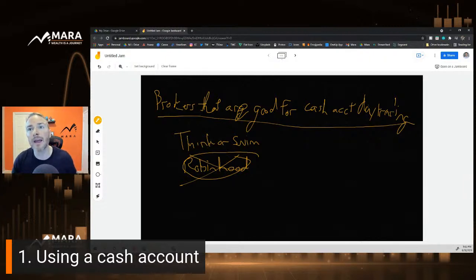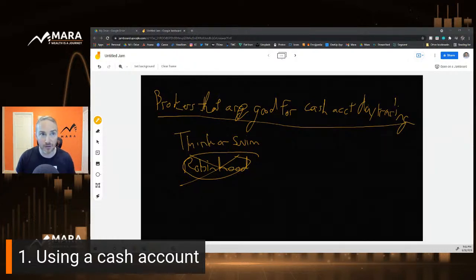I describe how I went about using Robinhood to day trade and have this ridiculous return. It was something like 1,200%. Just trying to look it up now. 1,200% day trading.